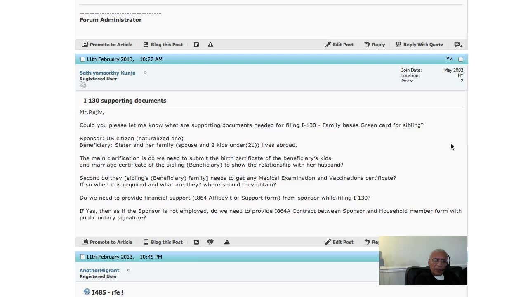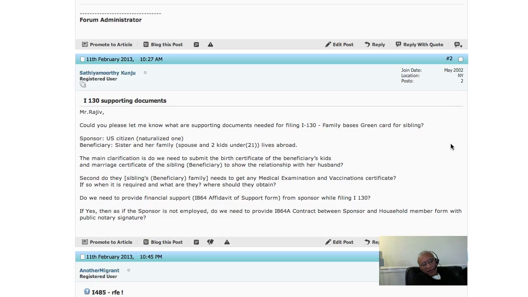So if a brother or a sister sponsors their brother or a sister, the way it works is you only apply for the main beneficiary. You do not apply for the children or their spouse. All that gets done in later stages. So follow the instructions on Form I-130. Focus only on your brother and sister. Provide information only related to your brother and sister. Do we need the birth certificate of their kids? No. At this point, no. Marriage certificate at this point, no.